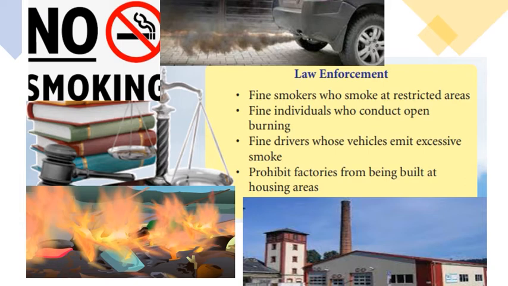The first step is by law enforcement. Introduce Environment Quality Act and laws in Malaysia to prevent and control air pollution. Fine smokers who smoke at restricted areas. Fine individuals who conduct open burning. Fine drivers whose vehicle emit excessive smoke. Prohibit factories from being built at housing areas. Factories should be built away from housing areas.